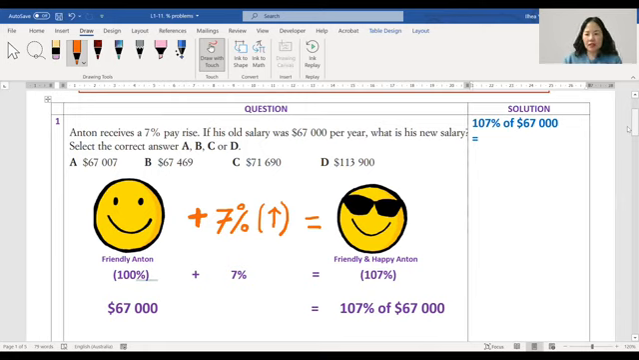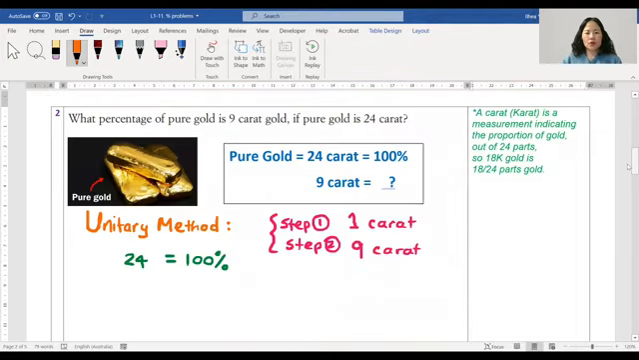Let's have a look at the calculation here, the solution part. 107%. What does that really mean in calculation? It's 107 over 100. Or you could do 107 divided by 100. Doesn't really matter. And of is indicating times 67,000. And you put this in your calculator, you will get $71,690. That is why he's smiling. So the answer is C, $71,690.